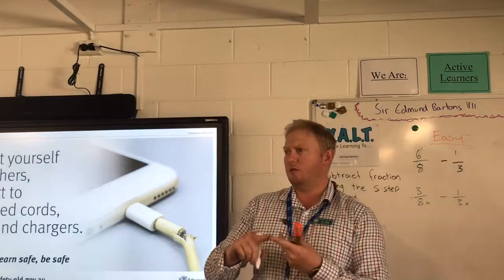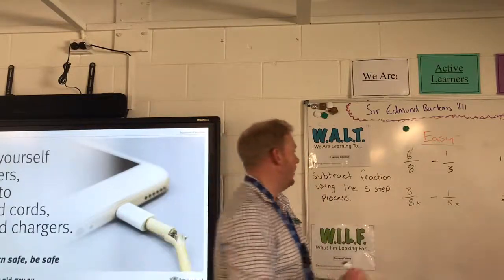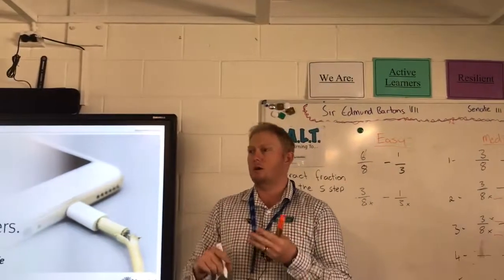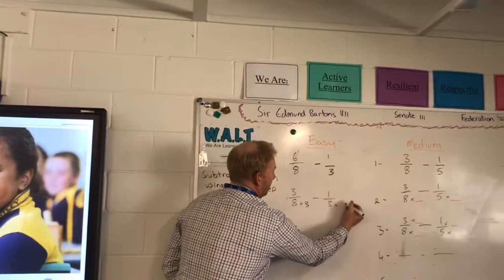8 times 3, 8, 16... Brycey? 24. Excellent, champion. 24. So 8 times 3 is 24, and 8 and 3 can go in the 24 together. So that's what we're going to write on either side. So 8 times 3 and 3 times 8.